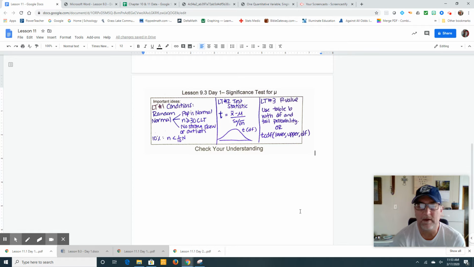And make sure you draw the graph and shade it in. If it's going to be less than or greater than, make sure you shade the right side of that. But where with normal we would put the mean and standard deviation, when it's a t statistic, we're just going to do degrees of freedom. Right? And then we can use table B with the degrees of freedom and the tail probability. Or you can use the tcdf, which they show here, and I did not show you that, but you could do that. Or I suggest you just use the t-test, and that would be the easiest for you to do.